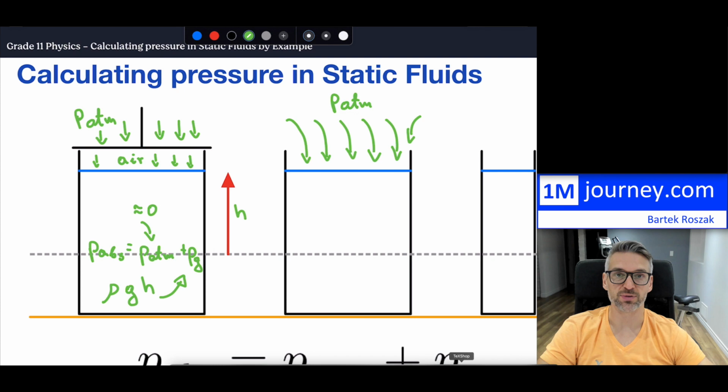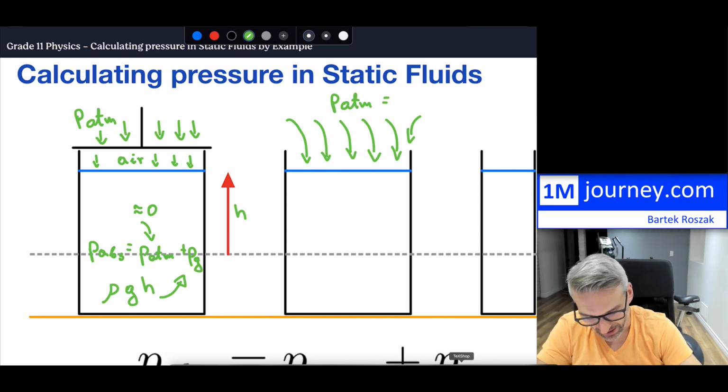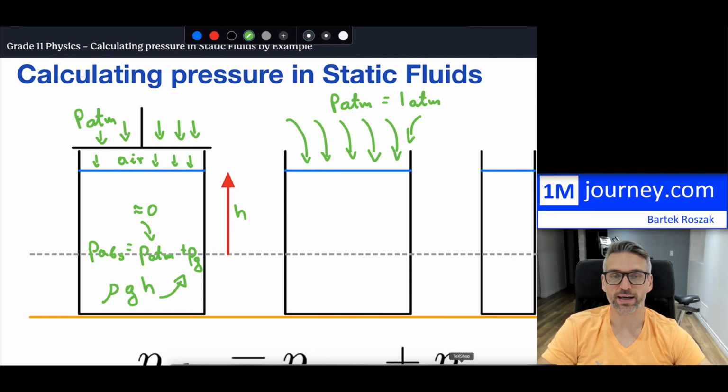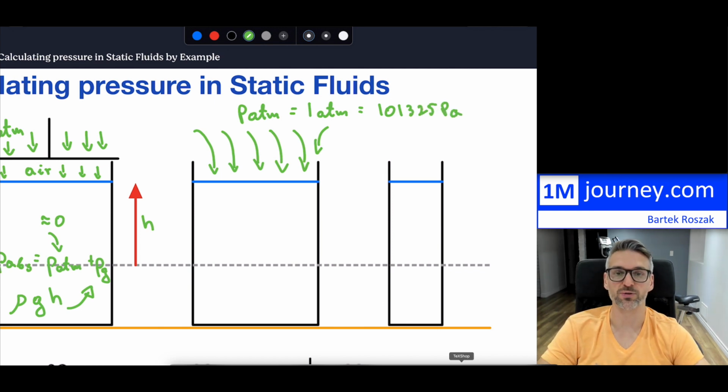Now, what is that atmospheric pressure? Typically, at sea level or very close to the earth, we call this 1 atmosphere of pressure, and it is equal to 101,325 pascals. That is the pressure of the atmosphere. Sometimes it is rounded. It's quite a lot of pressure.